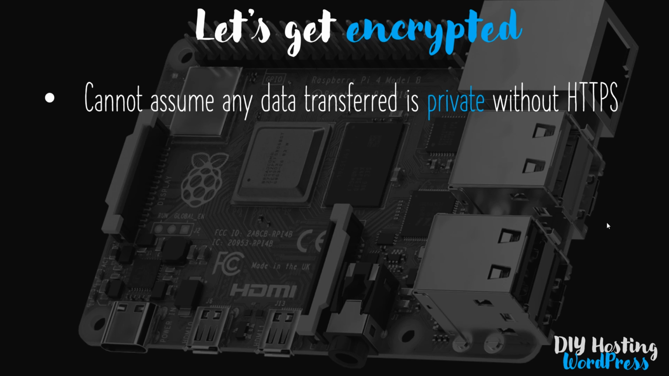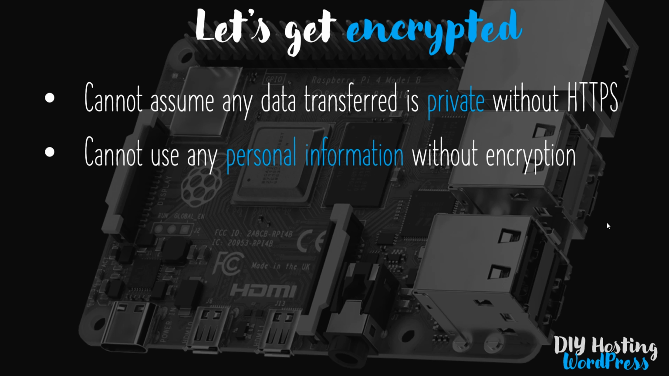Any data transferred over the internet without encryption should be considered public. As a result, we can't store any personal information on our website. We can't have any login screen. We can't have any contact form. And for a CMS like WordPress, this isn't okay because WordPress necessarily requires a login system. So we absolutely need encryption.